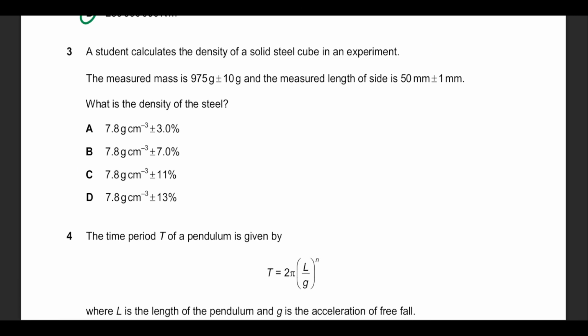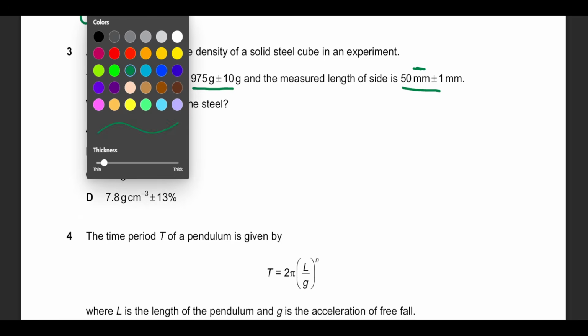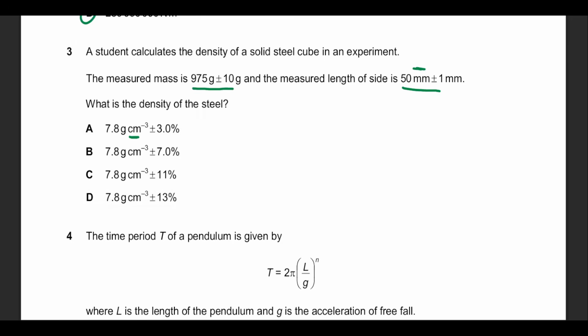Question number 3, a student calculates the density of a solid steel cube. In an experiment, the measured mass is this, and the measured length of each side is 50 millimeters. Now notice that this is millimeters, but the answers are given in centimeter cube, so we have to be careful about that. And what is the density of the steel with the absolute percentage uncertainty included in it?